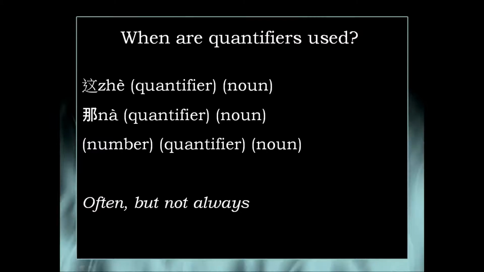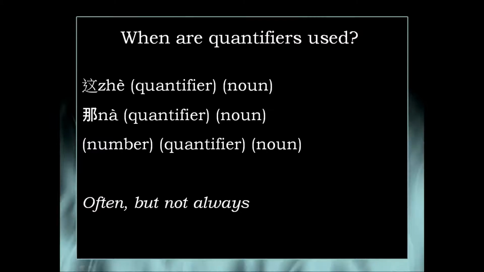The first one is 这, which you likely know means this. If you want to say this and then something, you need to say 这, quantifier, something. Similarly, 那 means that. So 那, quantifier, something. And also, as mentioned before, if you want to say 3 people, for example, it would be 3, quantifier, people. Even though in English people is quantifiable, in Chinese it's not.